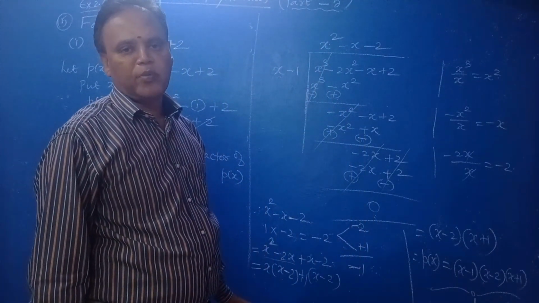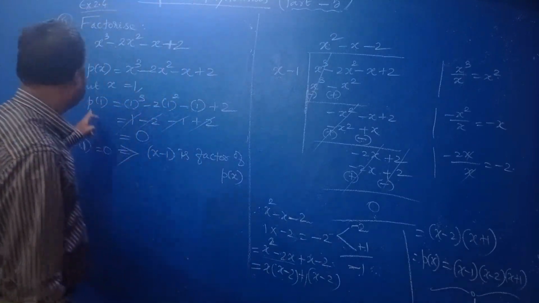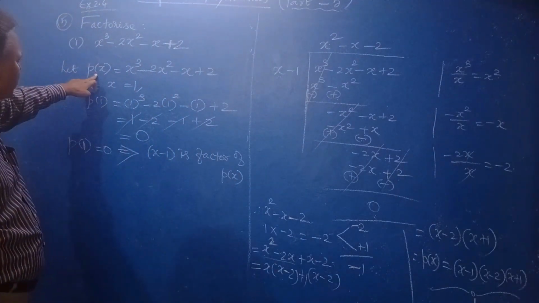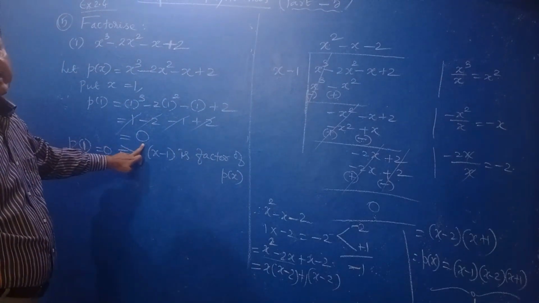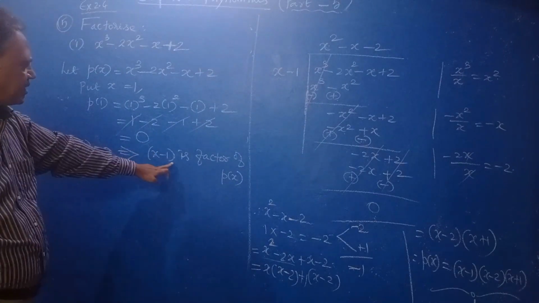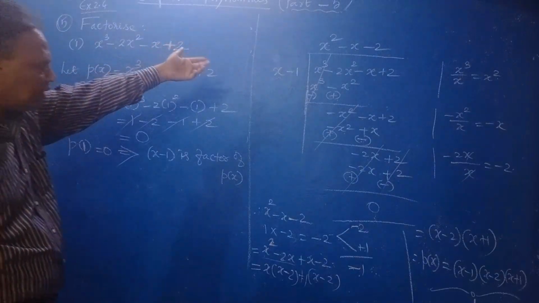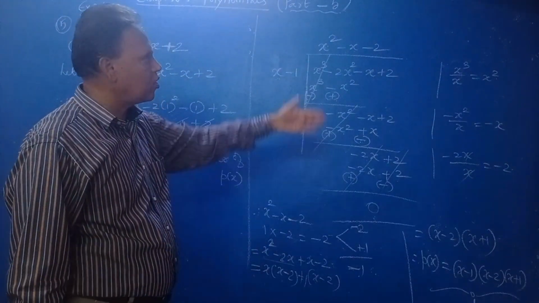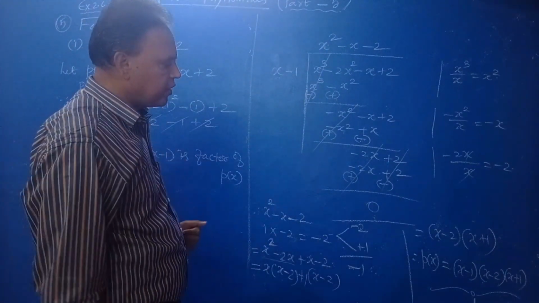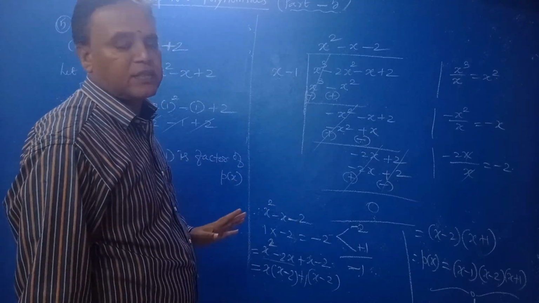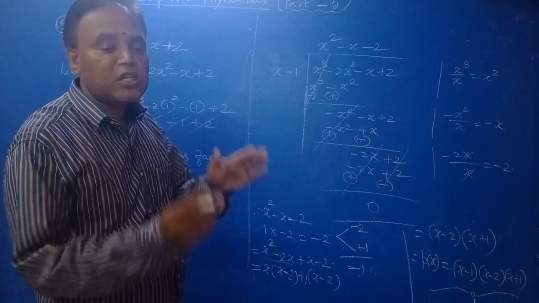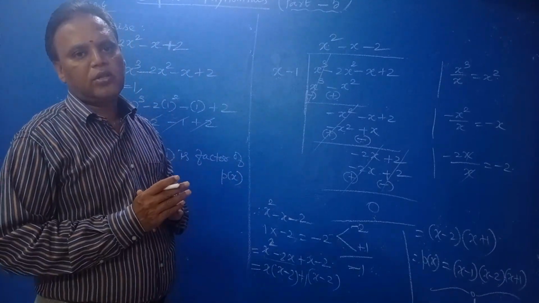Steps you always have to remember. What you are doing first: putting some value, you have to get 0. Then you have to write the factor. That one you divide into this polynomial, and you will get a quadratic polynomial. That quadratic polynomial you have to resolve into two factors. Okay, you will get three factors. Understand?